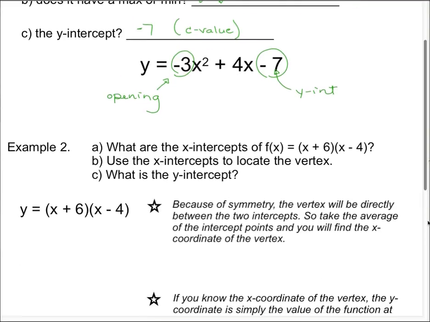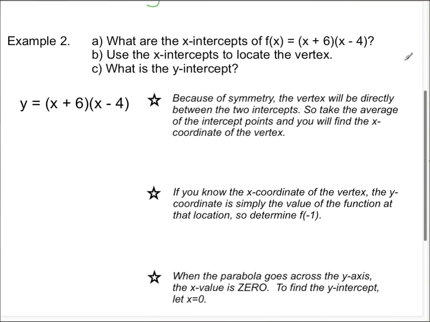Now, what are the x-intercepts of this thing? Well, if you remember from what we did before, these two things are the x-intercepts, except that since they're in brackets, we've got to change the sign. So what are the x-intercepts of this one? Well, there's two of them. There's -6 and there's +4. Use the x-intercepts to locate the vertex.